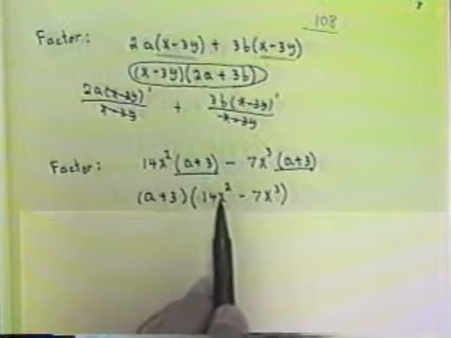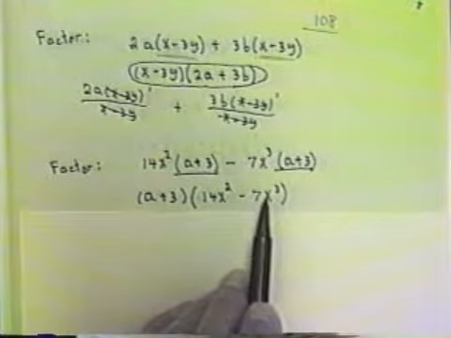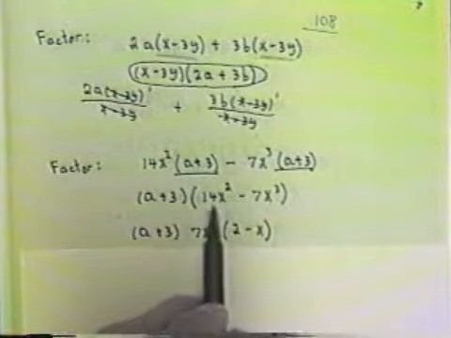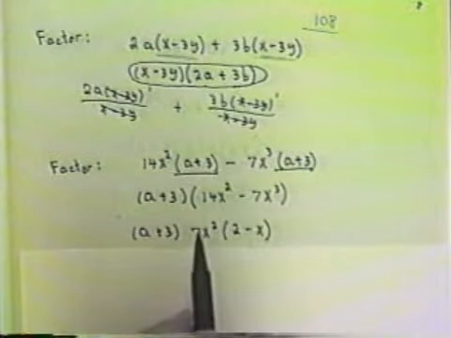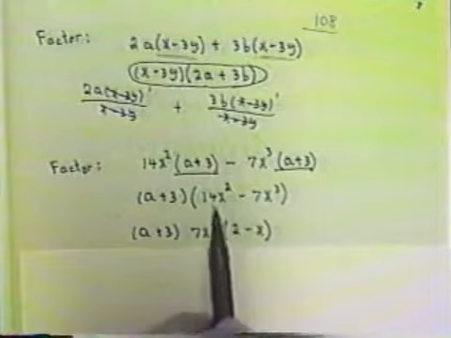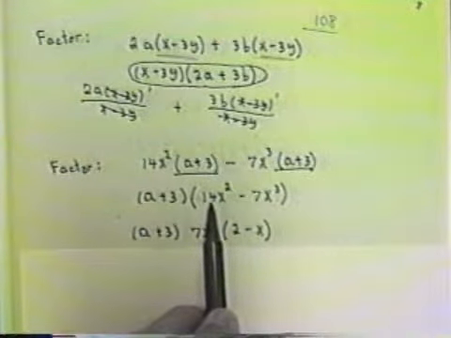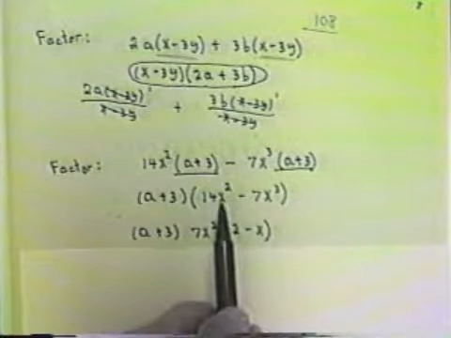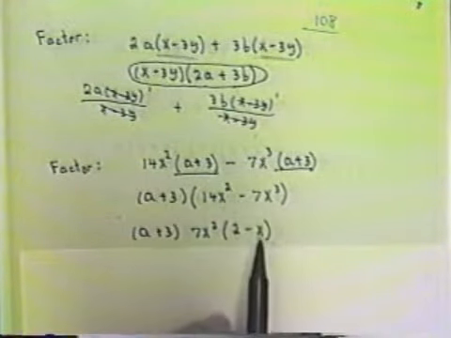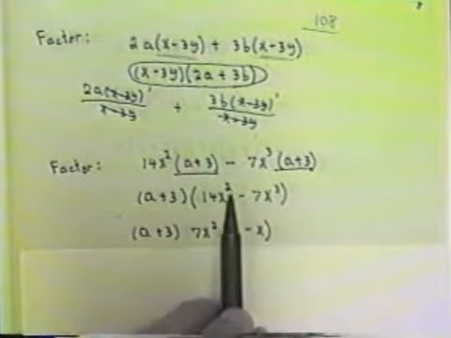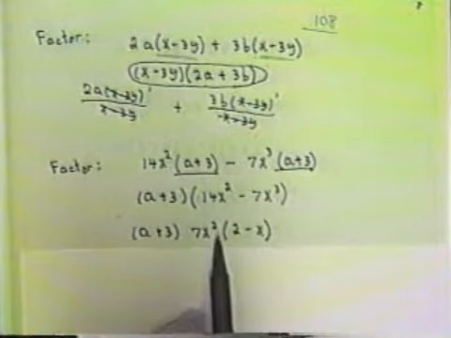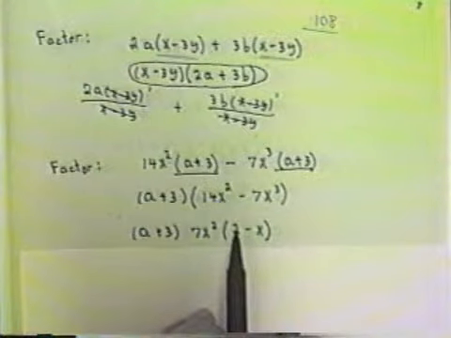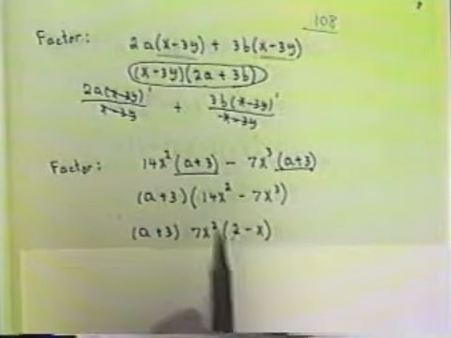Notice I can factor 14x squared minus 7x cubed again. So I just write down the a + 3 and I divide out my common factor of 7x squared. I ask what is the largest number that goes into both 14 and 7. The answer is 7. They have x as the common variable. The smallest exponent on the x is 2. If I divide 7x squared into 14x squared, I get 2. 7 goes into 14 2 times.